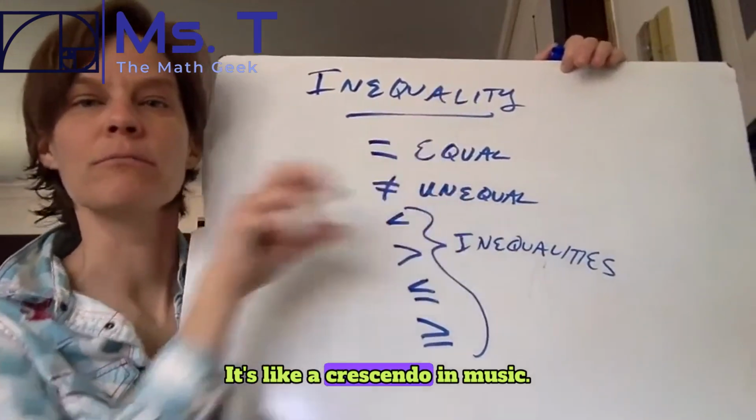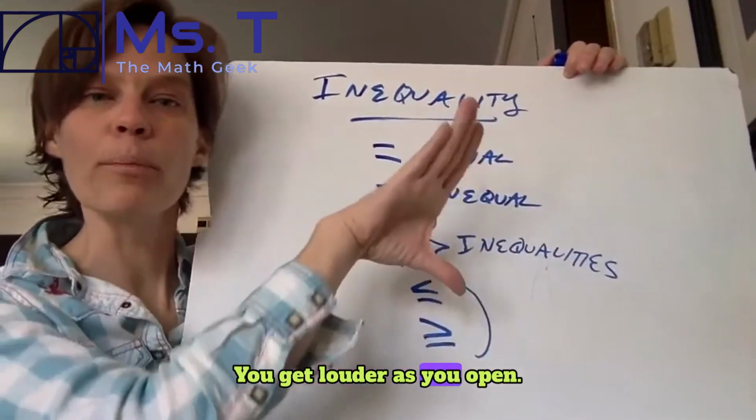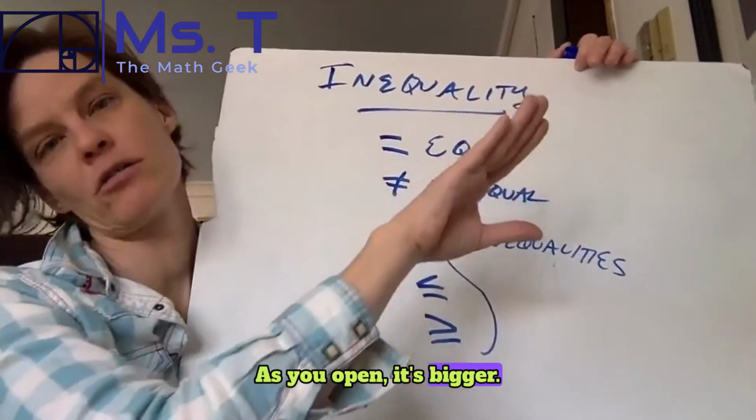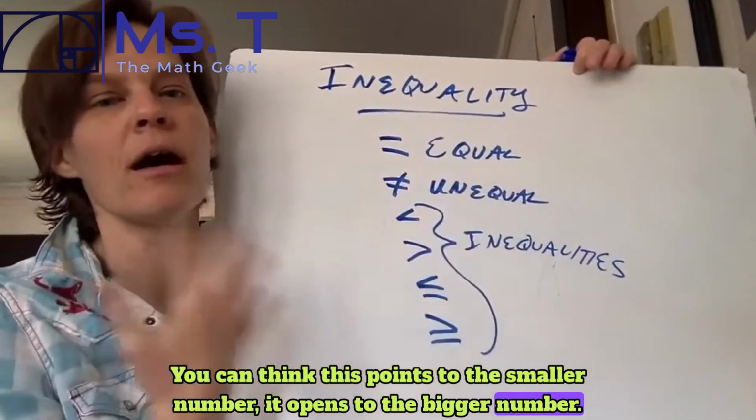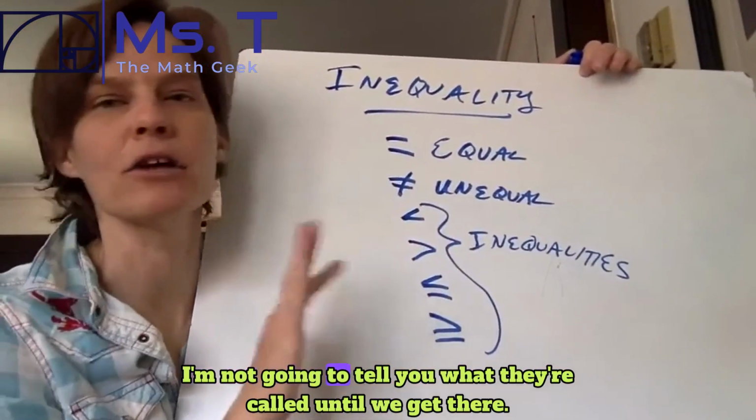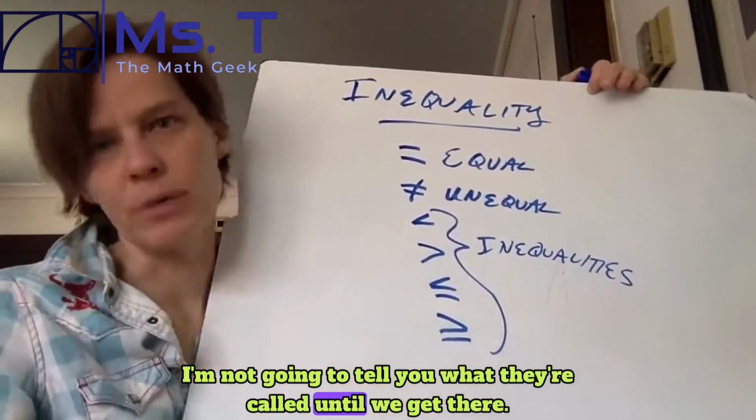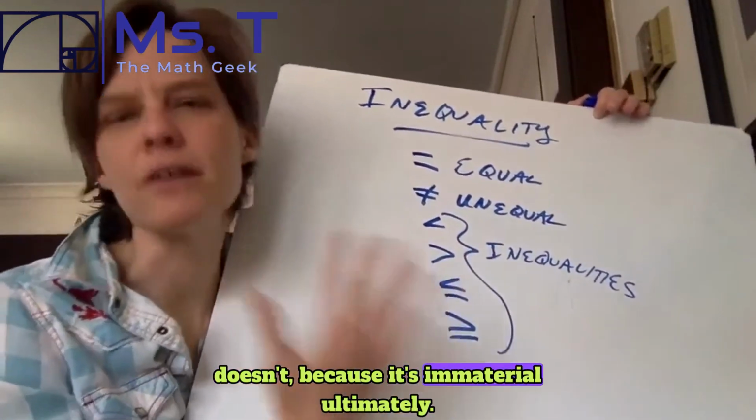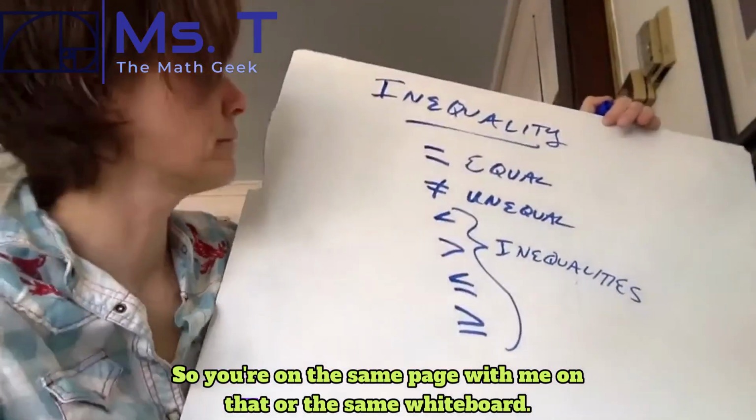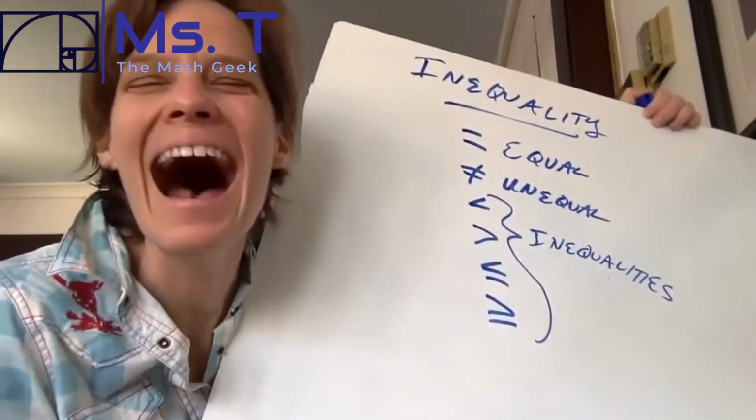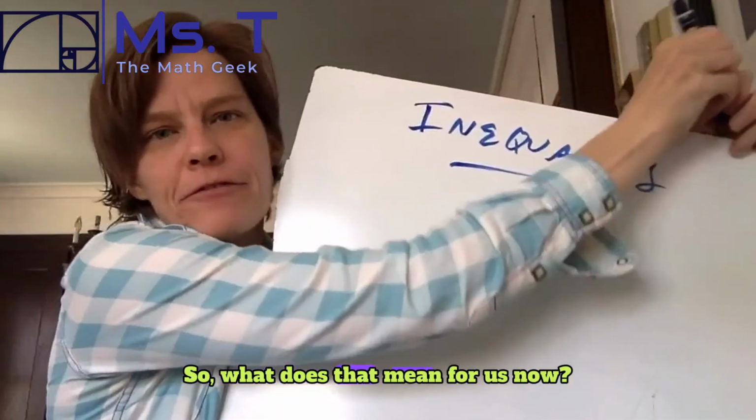It's like a crescendo in music. You get louder as you open. As you open, it's bigger. You can think this points to the smaller number. It opens to the bigger number. I don't care. They're comparison tools. I'm not going to tell you what they're called until we get there, because it's immaterial ultimately. All right. So you on the same page with me on that? Or the same whiteboard? So what does that mean for us now?